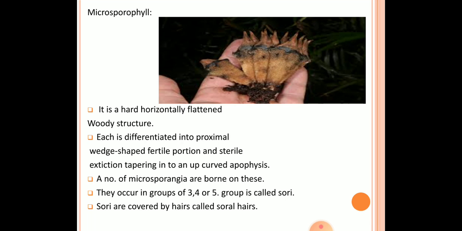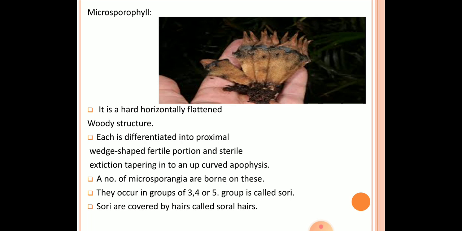If you look at the single structure of this microsporophyll, it is hard, horizontally flattened and woody in nature. Each is differentiated into a proximal wedge shaped fertile portion and a sterile portion. The tip is the sterile portion, and the center portion of the axis, on both sides, has a fertile region, and an extension tapering into an upper curved apophysis region.